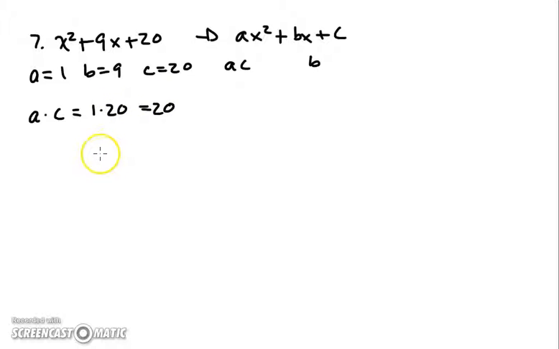It's going to give us 20. So we want to think, all right, 20. What numbers can I multiply to get 20? Well, I can do 10 times 2. I can do 20 times 1. I can do 5 times 4.